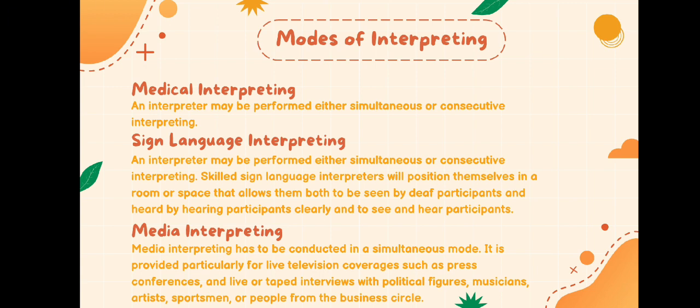Next is sign language interpreting. Interpreting may be performed by either simultaneous or consecutive interpreting. Skilled sign language interpreters will position themselves in a room or space that allows them both to be seen by deaf participants and heard by hearing participants clearly, and to see and hear the participants.